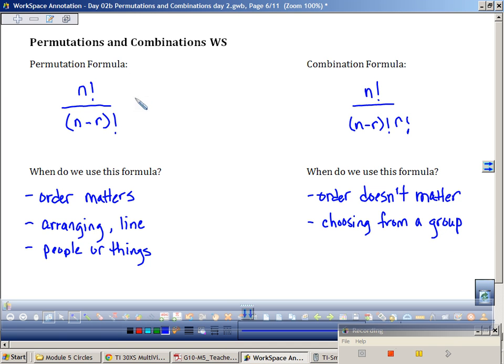All right, so I want you to go ahead and pass out the Permutations and Combinations worksheet and get started on your homework. Go ahead and pause me for about 15 minutes.